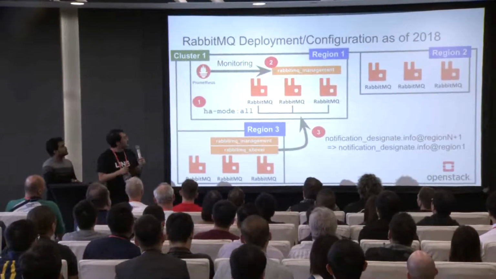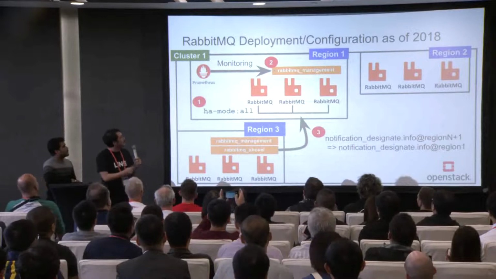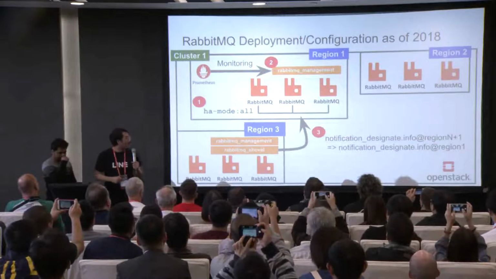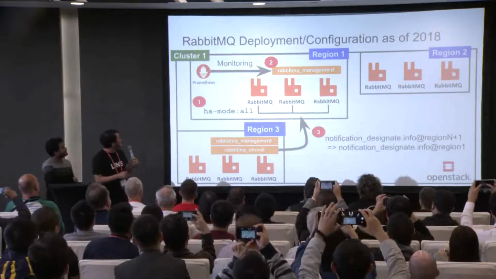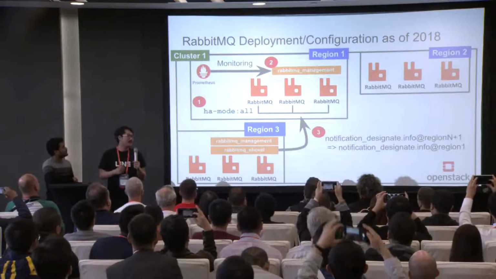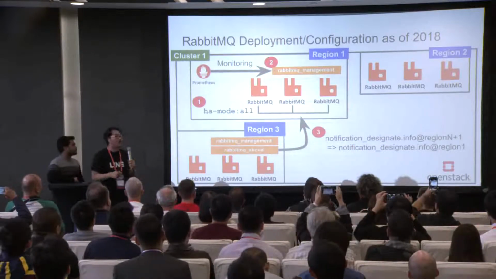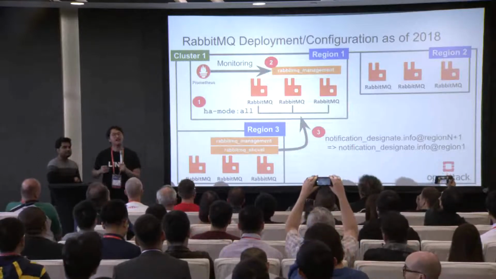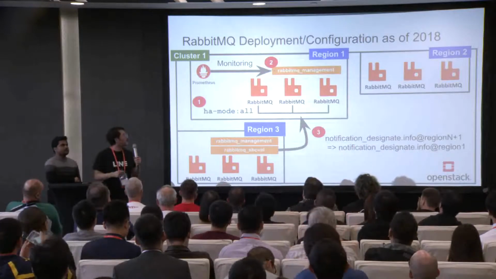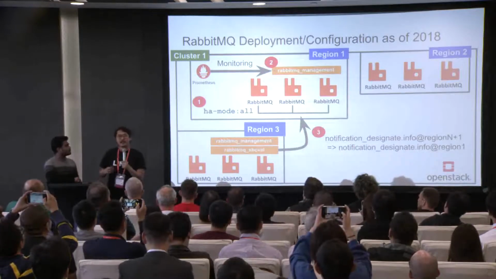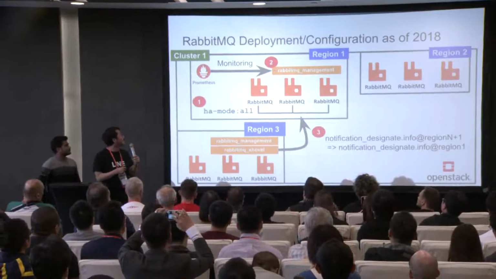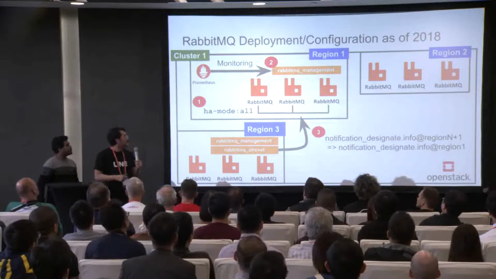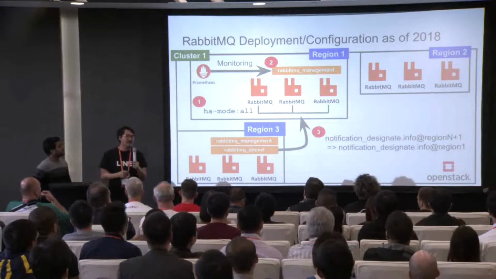Also, if we look at the RabbitMQ deployment, here is an overview. We have three key points in this deployment. First one is HA configuration. We have deployed three RabbitMQ nodes with the HA mode all configuration so that all of the queues will be replicated across all of the RabbitMQ nodes. Also, for monitoring, we enabled the RabbitMQ management plugin and configured the parameters to collect the metrics from the management API. And the third point came from the deployment structure.